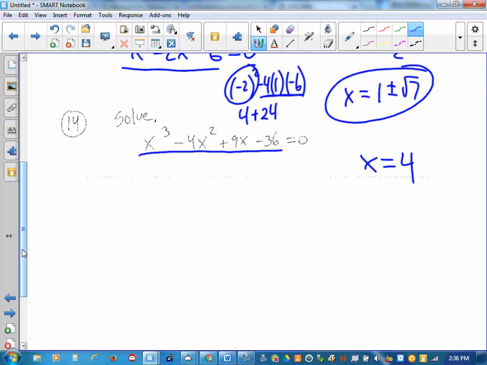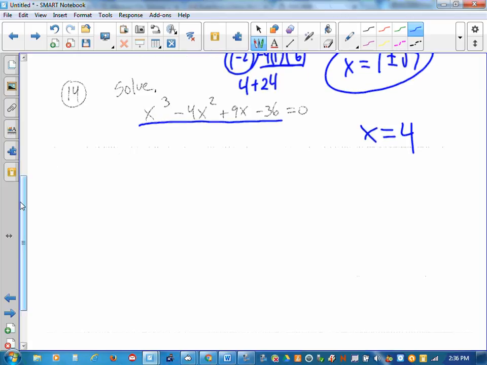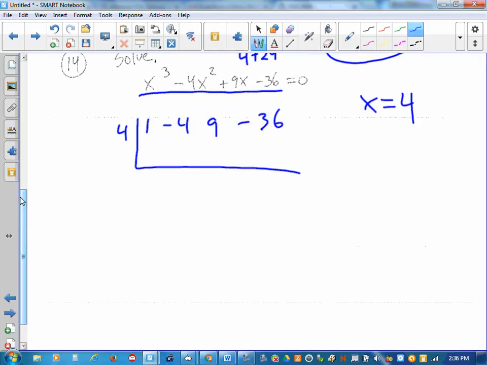I'm going to synthetically divide by 4. So I get 4, 1, negative 4, 9, and negative 36. Drop, multiply, add, multiply, add, multiply.